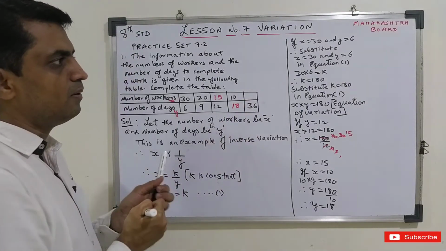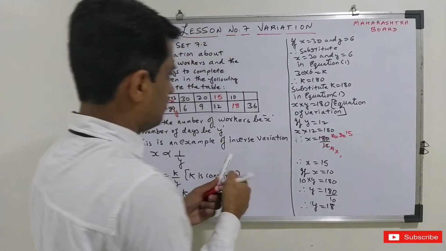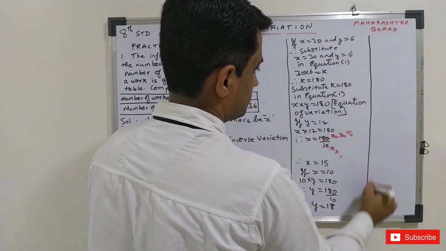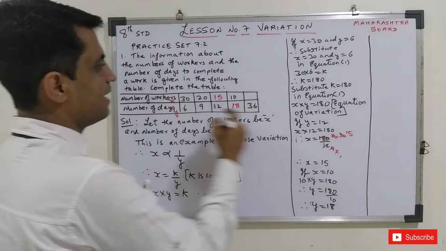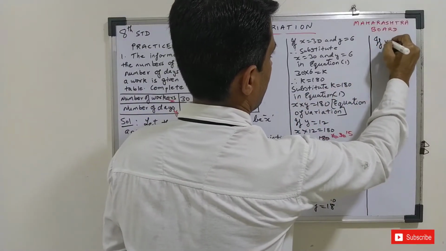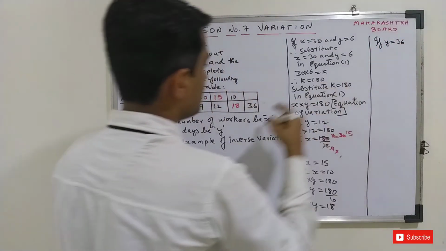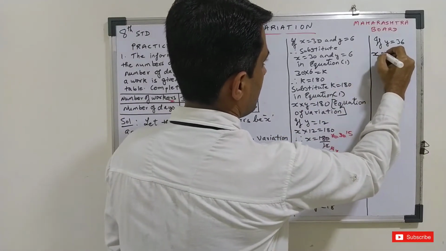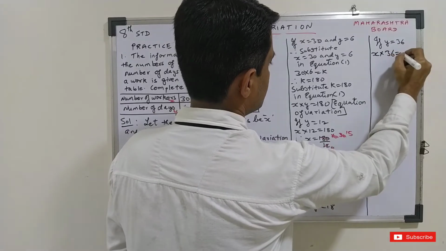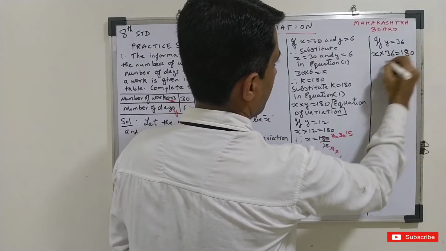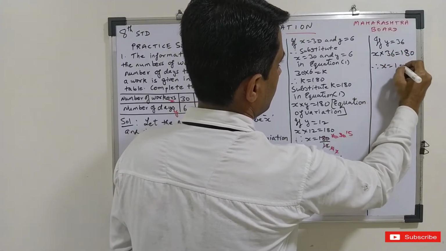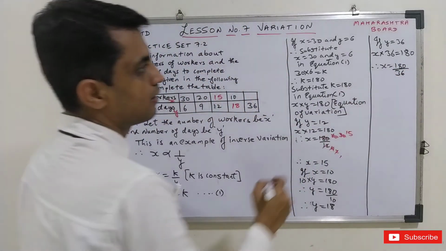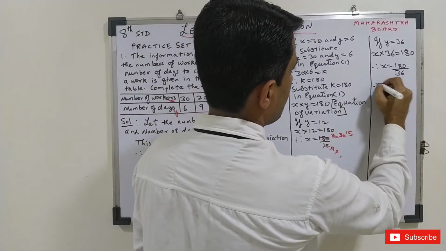Okay, now what we will do? Now we will substitute. Now 36's turn came. Now here y is 36. If y is 36, substitute here. So what we will get? X into 36 is equal to 180. So you will get x is equal to 180 upon 36. Correct? Let us do the cancellation.